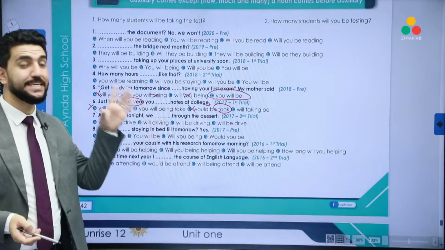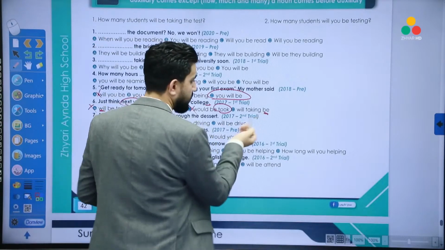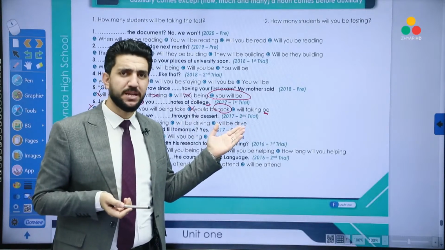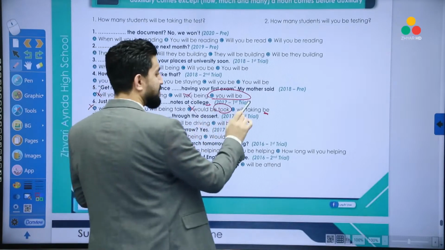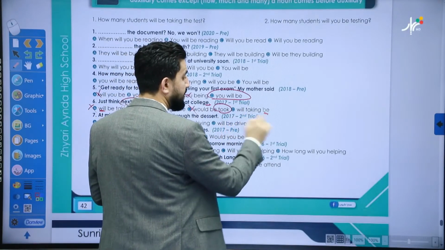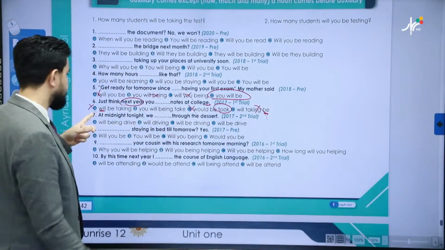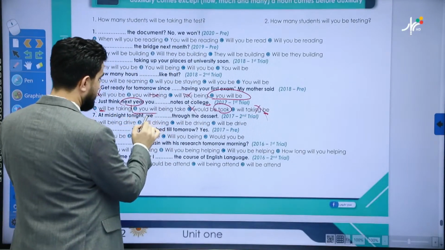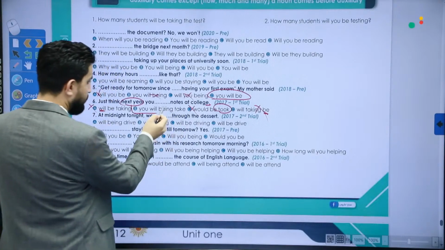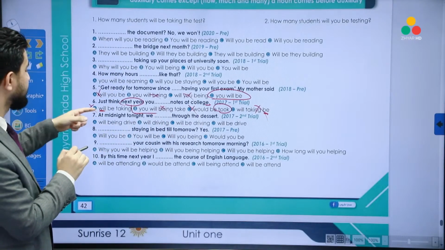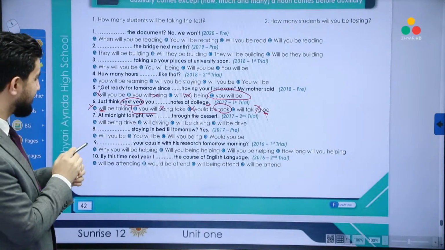Did you spot it? Yes. Why is be there? What are you doing there? But that's not the way we say it. So we say will be taking. That's not will taking be. So which one is the correct answer? You will being, we said this one is also wrong. Will be taking. You will be taking, okay?